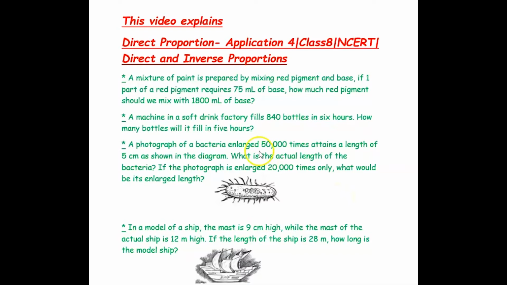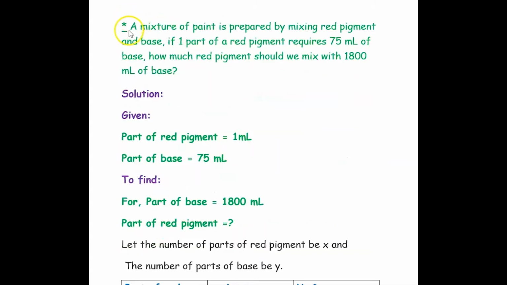In this video, we are going to see a few examples on applications of direct proportion. The first example: a mixture of paint is prepared by mixing red pigment and base. If one part of red pigment requires 75 ml of base, how much red pigment should we mix with 1800 ml of base? So first let's see what is given.